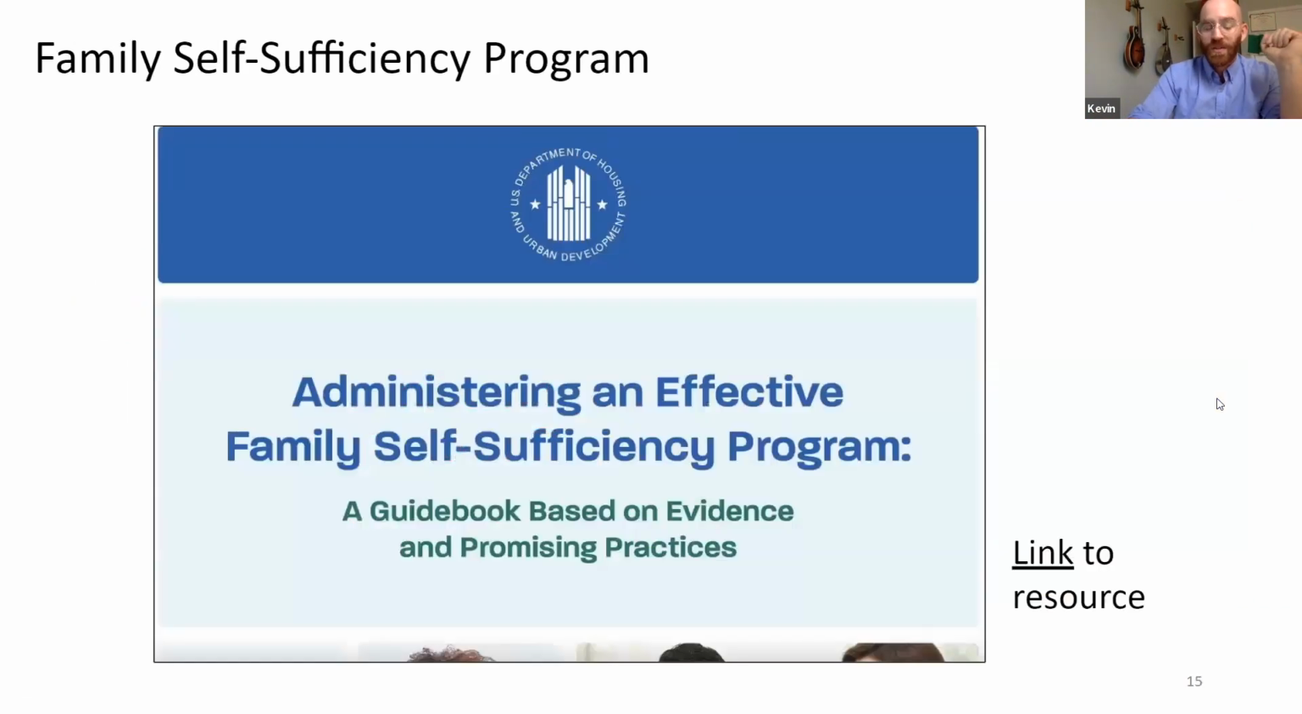And the Family Self-Sufficiency Program, a HUD program designed to help public housing residents, HCV voucher participants, and residents of multifamily units to increase their resilience. I have a link here to a guide for those of you who know the program and would like more details. Next slide, please.